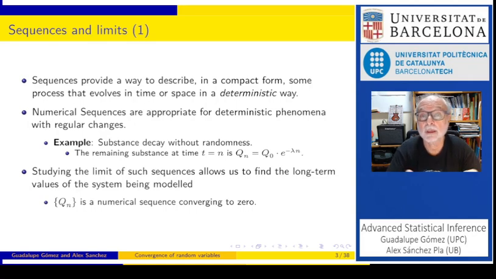Usually, if we are not thinking of random variables, we will consider in a deterministic way. For instance, we can use a numerical sequence to describe the decay of a radioactive substance, such as we have here, where the quantity that remains after a certain time is proportional to the initial quantity times an exponential decay rate. Okay, so what does the limit tell us about this process? What is the quantity that we have left in the end? In this case, the limit would be 0.